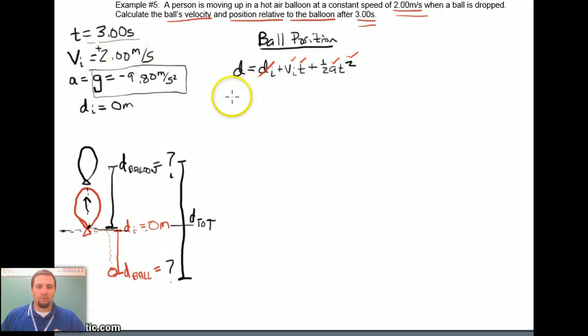Okay. So we have d of the, this will actually be d of the ball. So let's just call it that right now, so we don't get this confused. The distance or position of the ball is going to be equal to v_i, which is 2, times time, which is 3, plus 1/2. Now be careful here. The ball is accelerating downward, so it would be negative 9.8 times the time, 3 seconds squared.